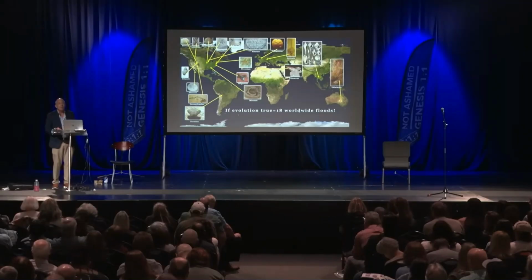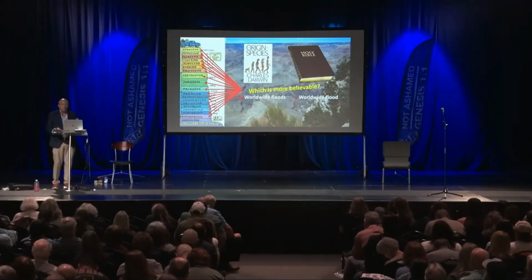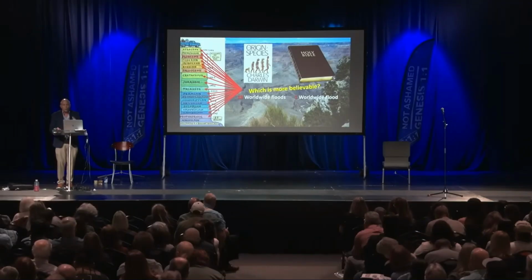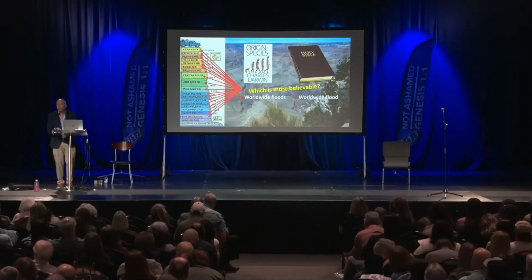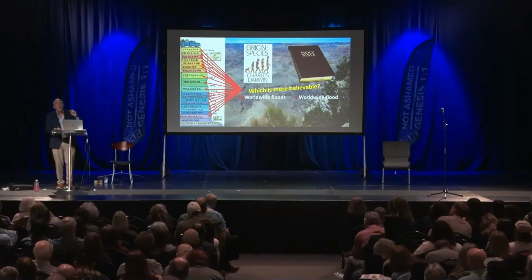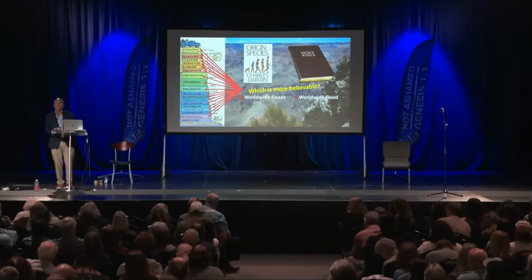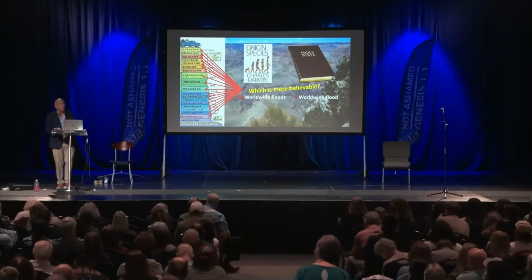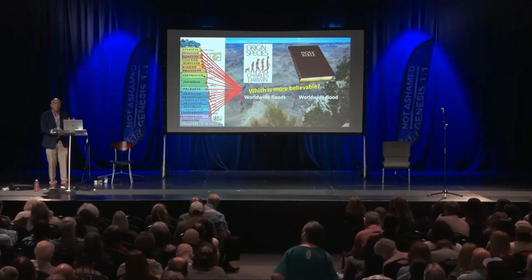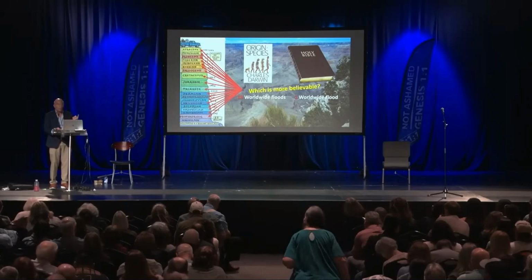Now that sounds silly, and I would say, which is more believable? The foolish Christian idea that there was a worldwide flood, where'd the water come from, where'd it go, all those questions. But which is more foolish, that or the evolutionist standpoint, they would have to say there was 18 worldwide floods. Well, I'm going with the rule of parsimony, which says the simplest answer is usually the right answer. I'm going with one big flood.